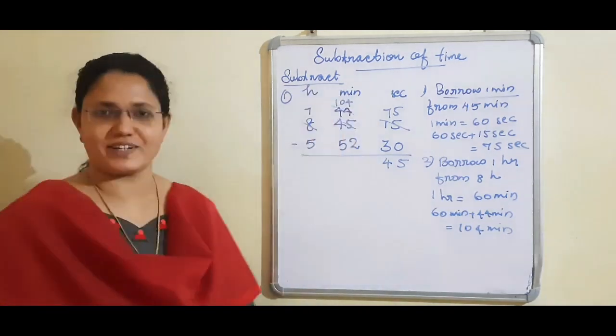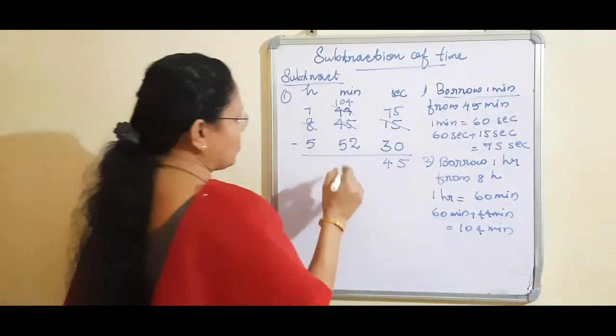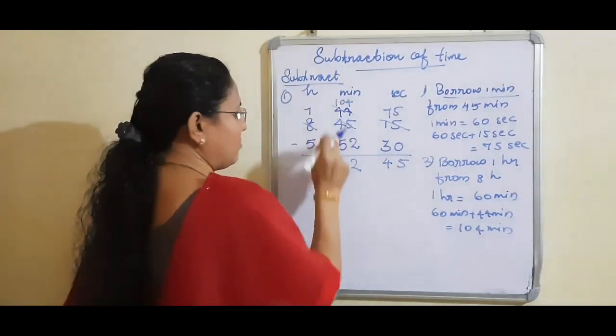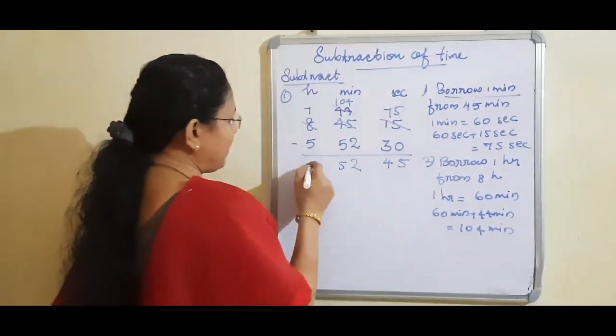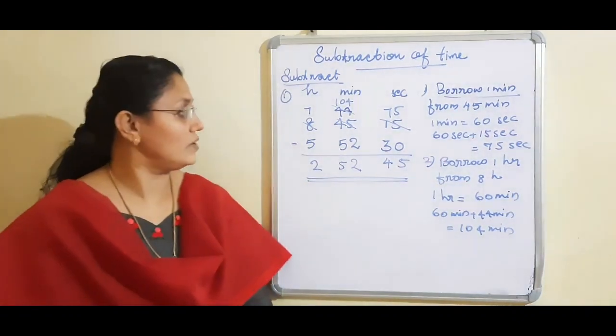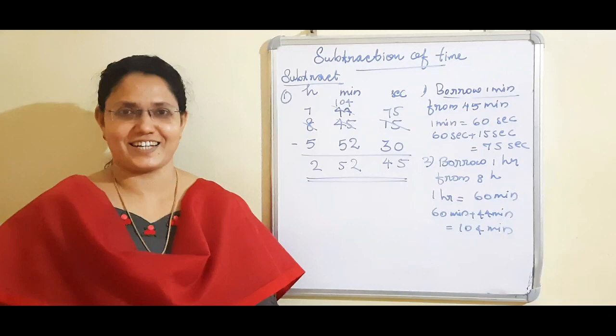Now we can subtract. Okay, 104 is greater than 52. 4 minus 2 is 2. Then 10, we can take it together, 10 minus 5 is 5. Okay, now what is left here? 7 minus 5, 2. Therefore here the answer is what? 2 hours, 52 minutes and 45 seconds.